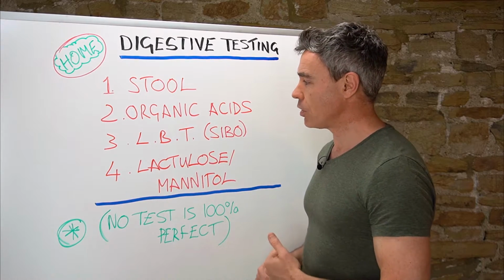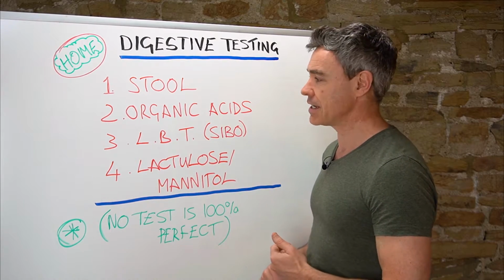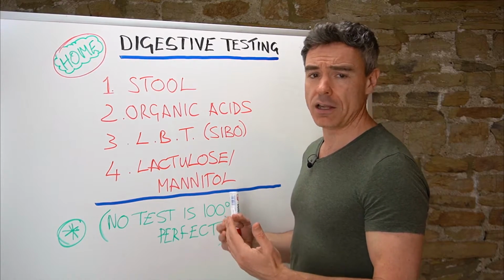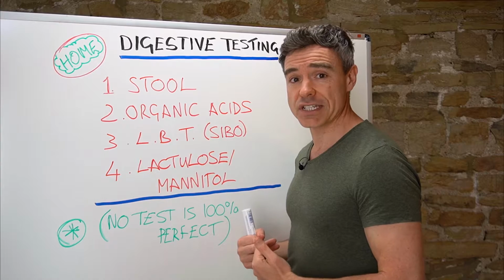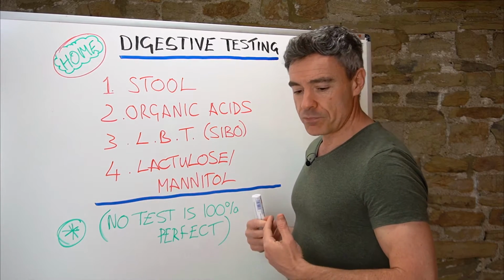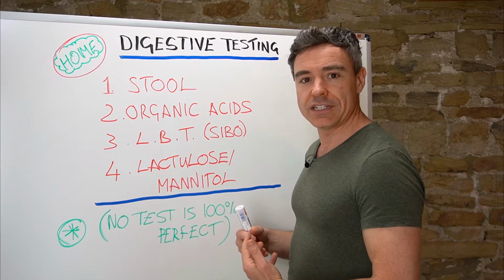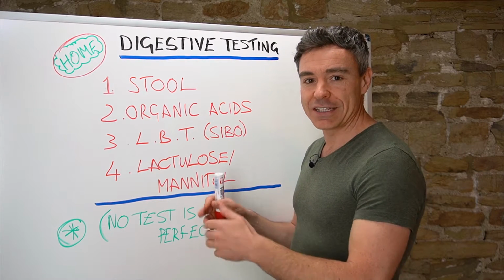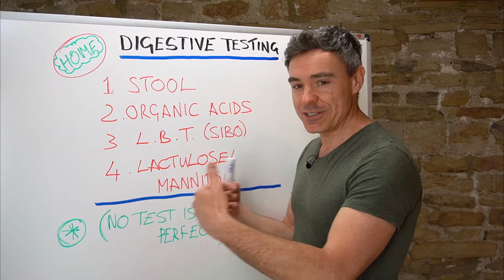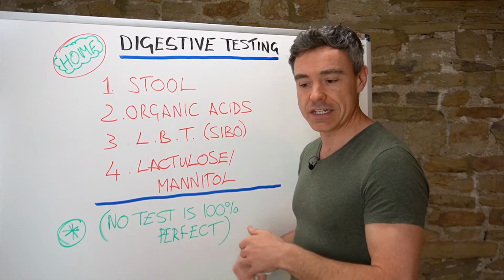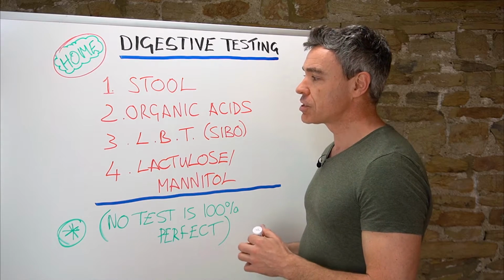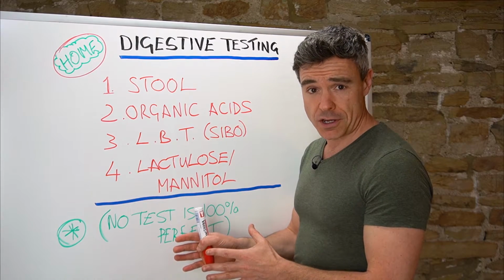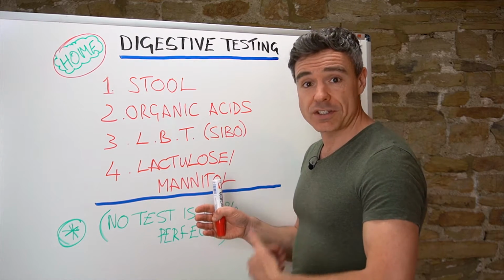Organic acids is an interesting one. You may or may not have heard of organic acids testing. Organic acids test is basically a urine test. And you might think, well, how the hell can a urine test tell me what's going on with my digestive system? And the reason is all the blood that leaves your digestive system ultimately goes to the liver and ends up with the kidneys, and you're excreting a whole bunch of stuff from your kidneys and out into the urine. And some of the organic acids that are in the urine are actually metabolic footprints of what's going on in the digestive system.